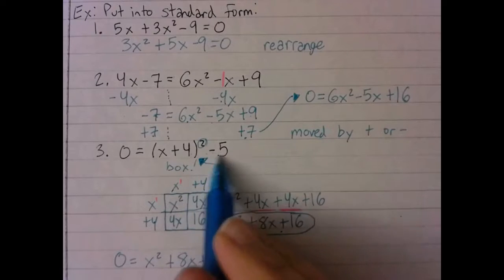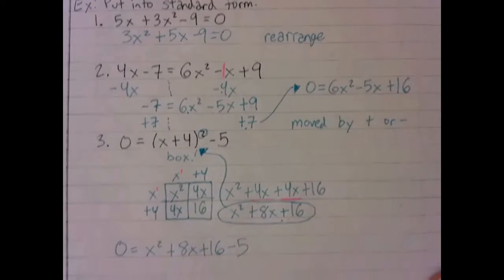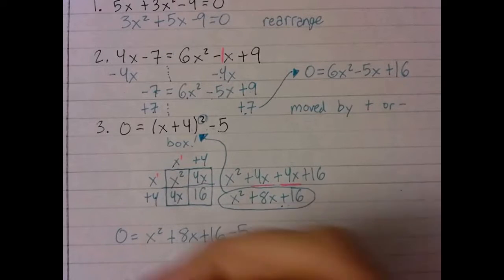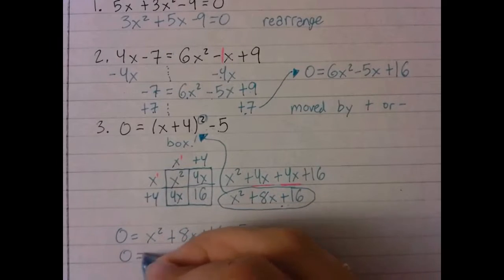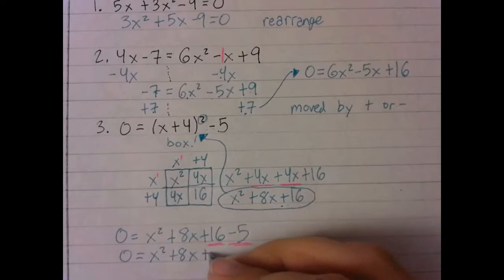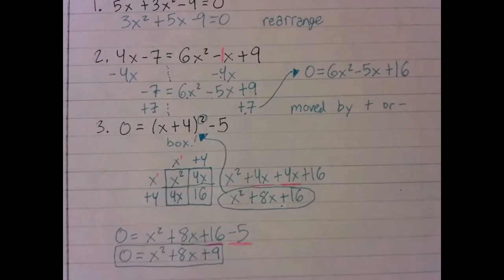And then don't forget, we had this minus 5 hanging out. So one more time, combine your like terms. And finally, we get 0 equals x squared plus 8x plus 16 minus 5, that's a positive 9. There we go. That is standard form. Let's move on to the next page.